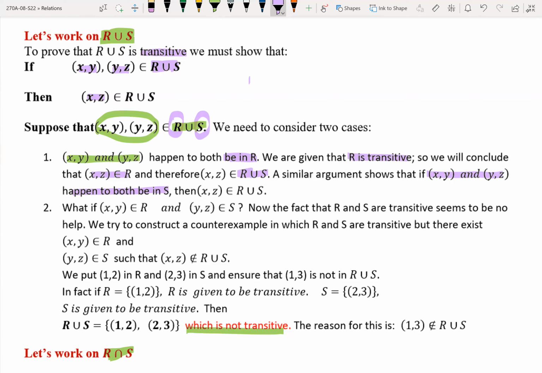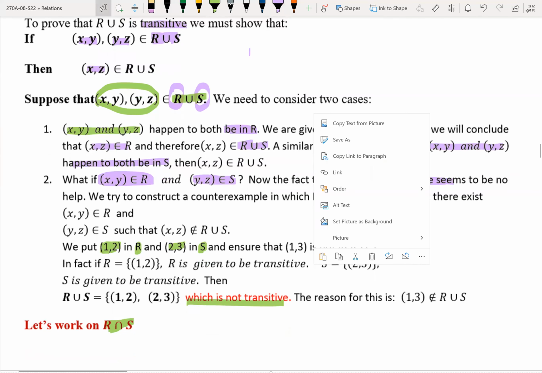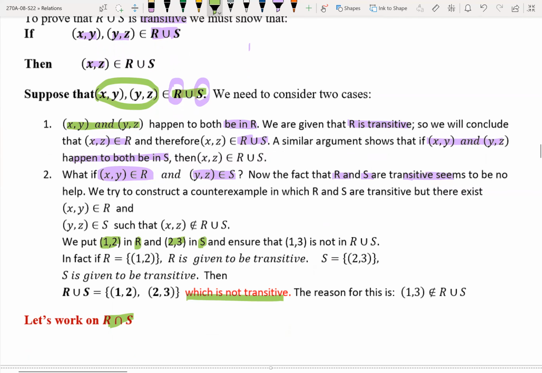The place where it fails to be transitive is if one of them is in the R and the other one is in the S. If one of them is in the R and the other one in the S, even though R and S are transitive, there is no guarantee to say XZ is going to be in the R or S, and so in the union. So I have an example for disproving. Let's say 1, 2 is an element sitting in the R, and 2, 3 is another element sitting in the S. So what I need is 1 and 3 in the union.